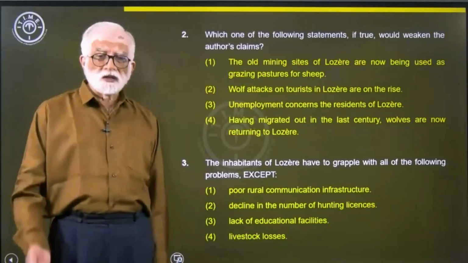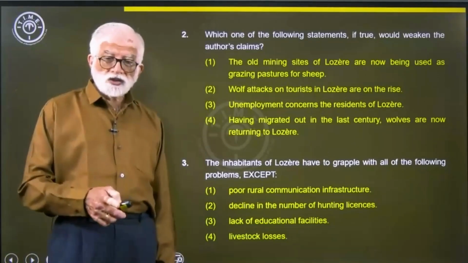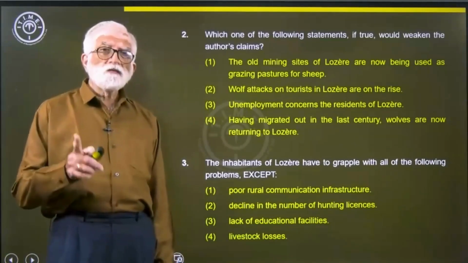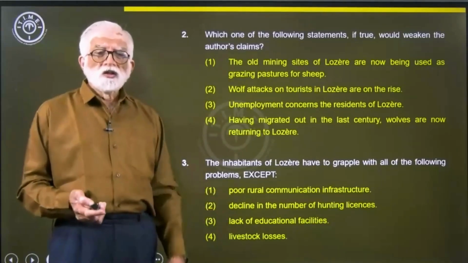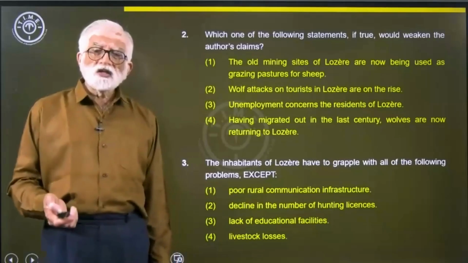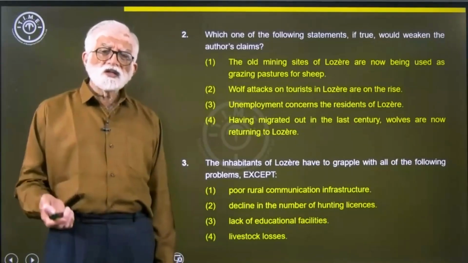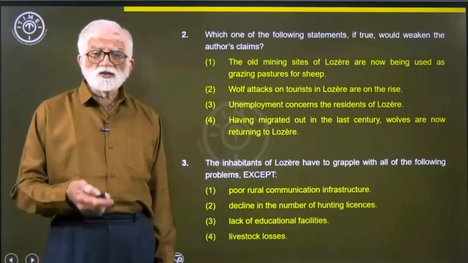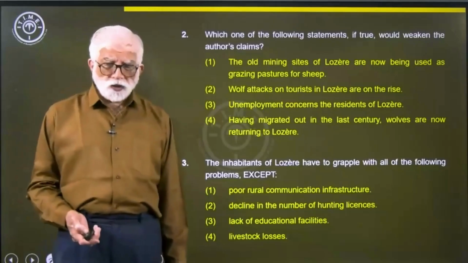So, to weaken that, the author's claims would be that tourists actually welcome the return, farmers don't. So, the old mining sites of Lozère are now being used as grazing pastures for sheep. That doesn't matter. The old mining sites being grazing pastures for sheep does not talk about, let's say, the wolf population. So, we don't need to look at 1.